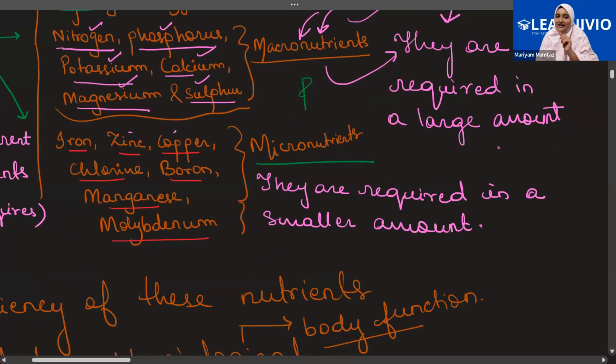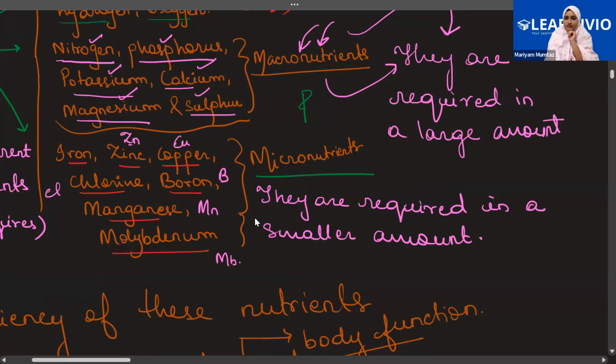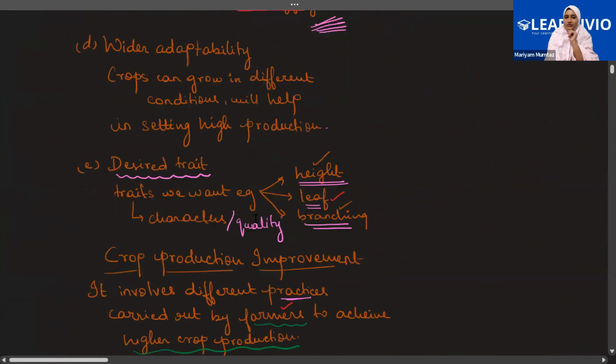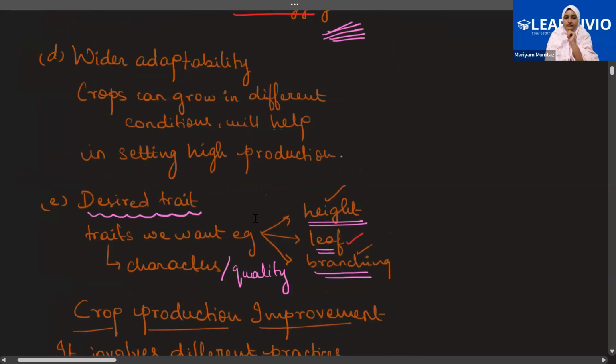Then tell me about the micronutrients. Iron is Fe. Zinc is Zn. Copper is Cu. Chlorine is Cl. Boron is B. Manganese is Mn. Molybdenum is Mo. So these are the micronutrients, and these are what the plant requires. All right, now you people note down, then I'll move forward.